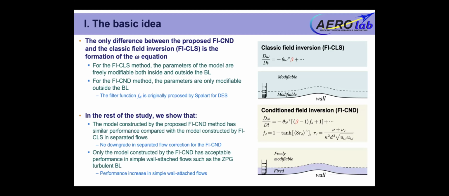And in the rest of the study, we will show that the model constructed by the proposed FICND method has similar performance compared with the model constructed by FICOS in separated flows. So there is no downgrade in the separated flow correction when using our conditioned field inversion method. And only the model constructed by FICND has acceptable performance in simple wall-attached flows such as the zero pressure gradient flat plate. So the performance will increase by using our FICND method to construct the models in simple wall-attached flows.